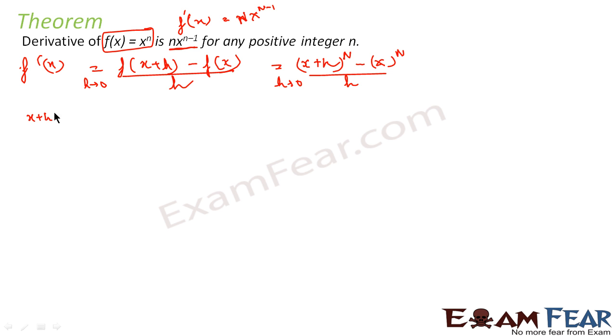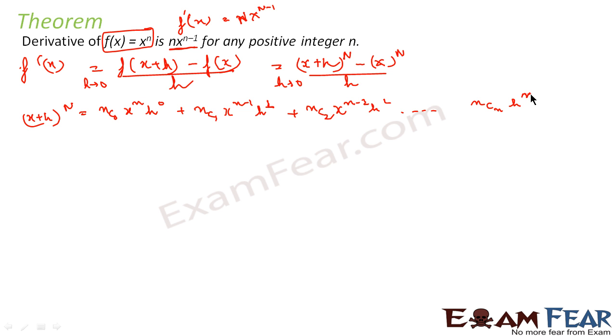We know that x plus h to the power n is equal to nC0 x to the power n h to the power 0, plus nC1 x to the power n minus 1 h to the power 1. The power of x will decrease and the power of h will increase, plus nC2 x to the power n minus 2 h to the power 2, and so on, till nCn x to the power 0 h to the power n. This is the value. Correct?